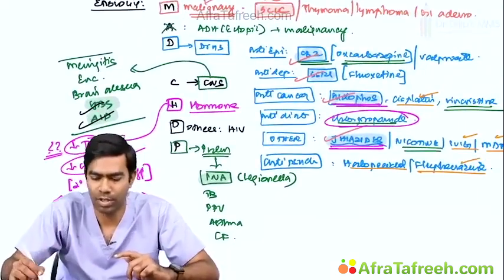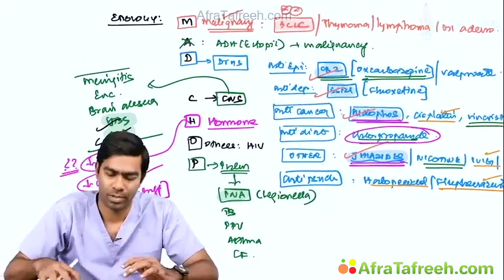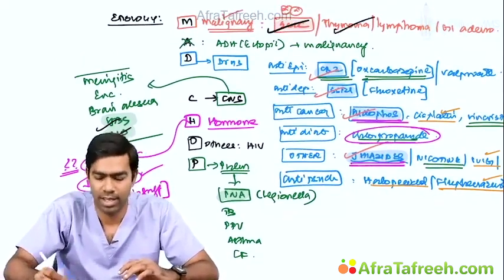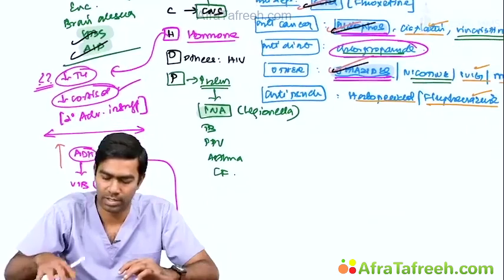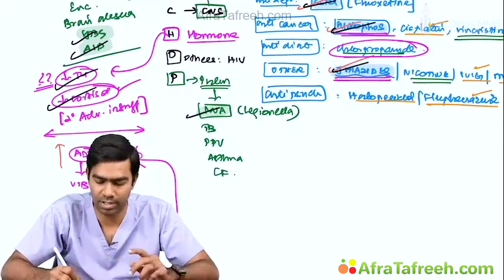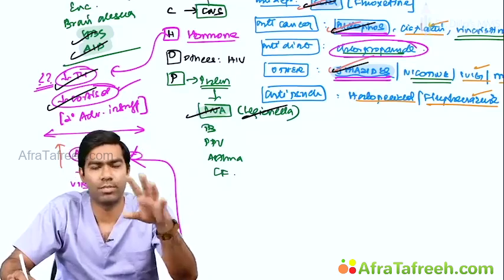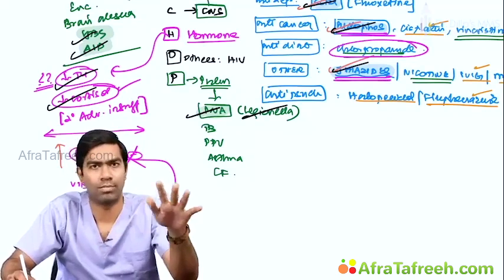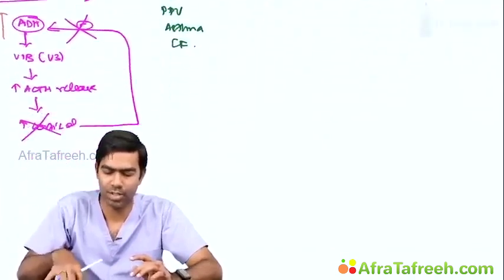So I have told you so many causes of SIADH, but what are the things that you have to remember? Small cell lung cancer, thymoma, carbamazepine, SSRIs, cyclophosphamide, thiazides, then hypothyroidism and hypocortisolism, definitely, and Legionella pneumonia. That's all. If you don't have time for the exams, just remember these causes and move on. Usually the question will be from one of these only. So these are the etiologies of SIADH.